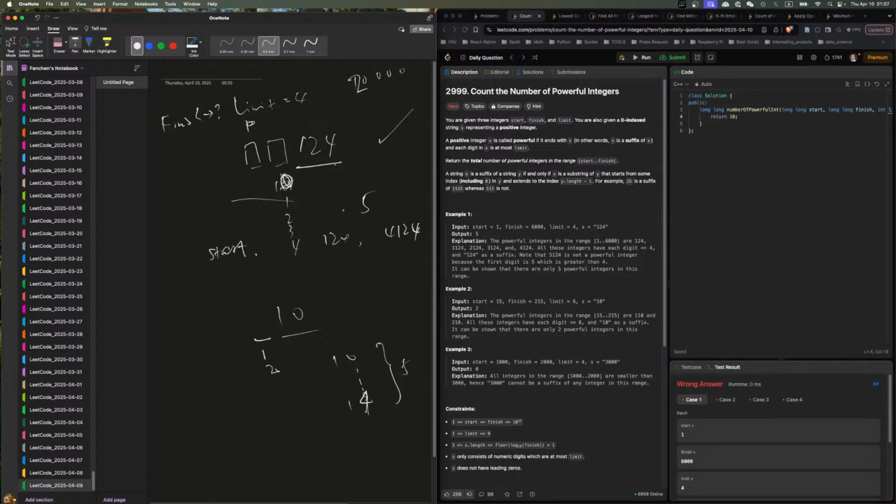If the start is in the middle, bigger than this and smaller than this, so like if start is here, then everything will be included. If start is here, which means start is bigger than this, we just ignore it and immediately go to the next one. So it's when the start is in the middle.